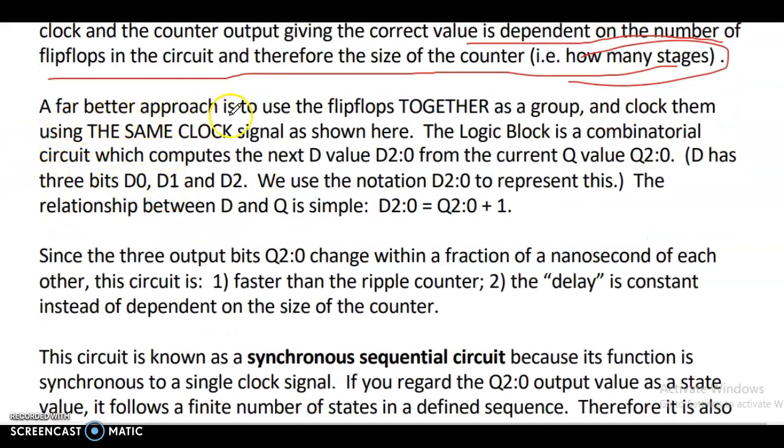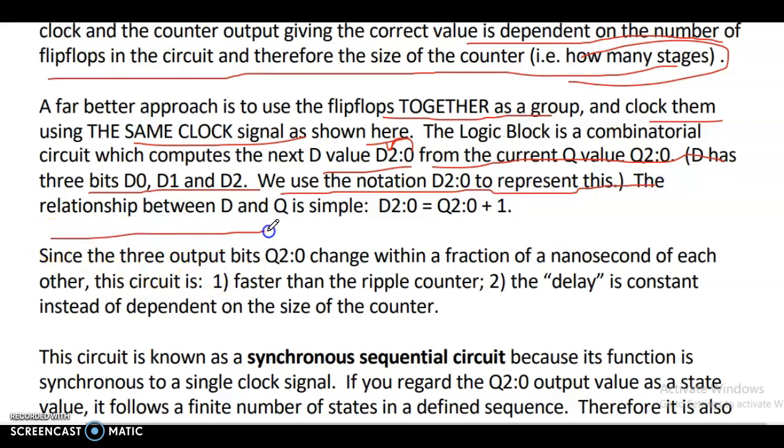A far better approach is to use the flip-flops together as a group and clock them using the same clock signal as shown here. The logic block is a combinational circuit which computes the next D value, D[2:0], from the current Q value, Q[2:0]. D has 3 bits: D0, D1, D2. We use the notation D[2:0] to represent this.